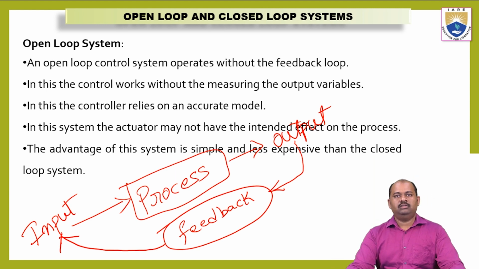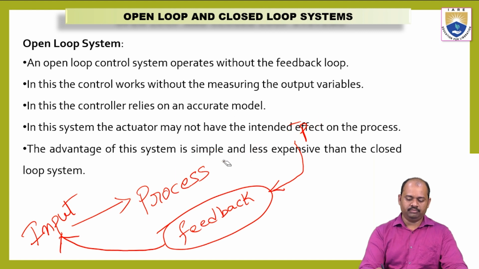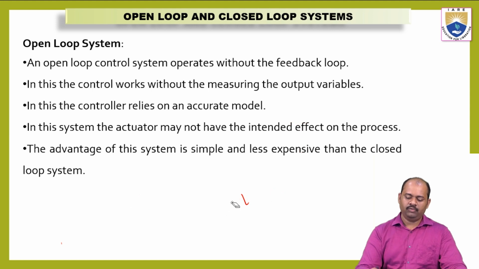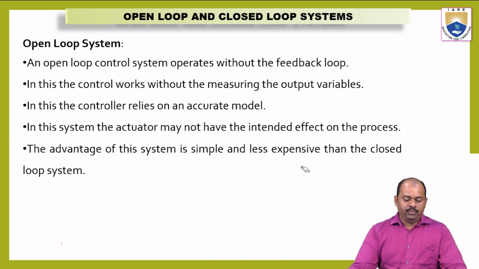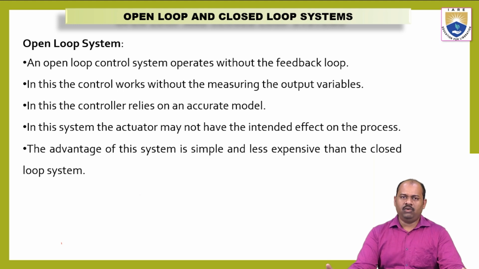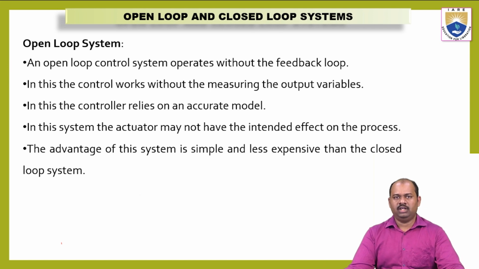Now we will see different points related to the open loop system. This is the slide about the open loop system. The first point is that an open loop control system operates without a feedback loop. There is no feedback system in open loop. The second point is that the control works without measuring the output variables. The output variables generated from the manufacturing system at the end will not be measured or studied. So in an open loop system, the outputs are not cared about.